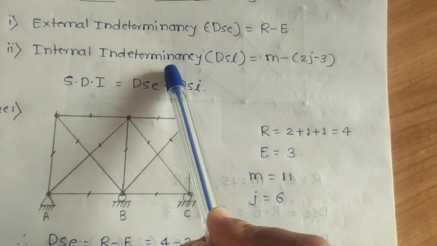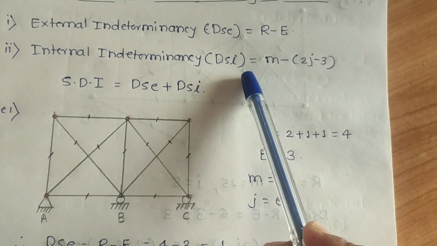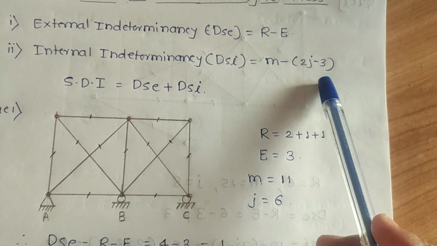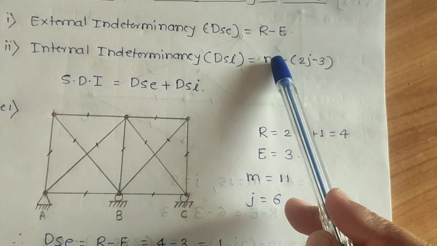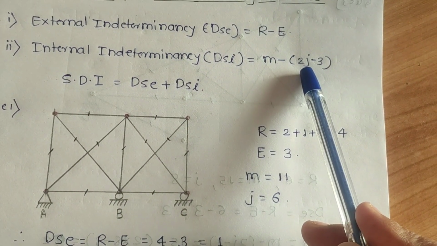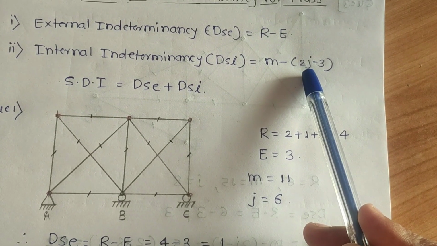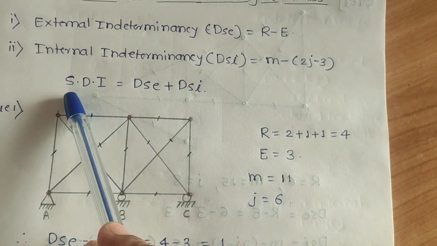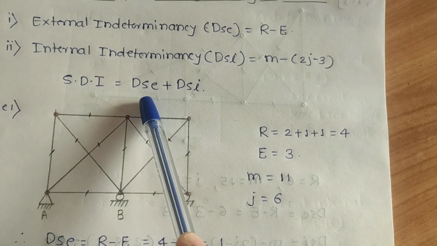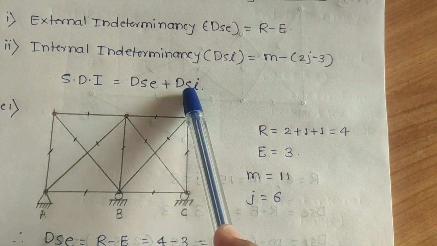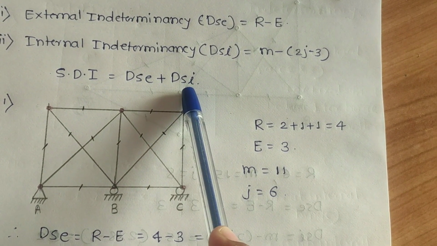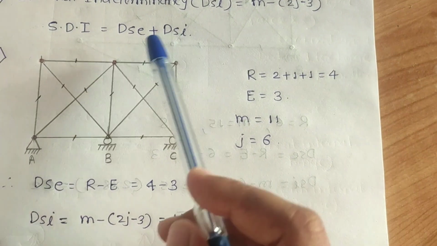Then internal indeterminacy is calculated by the formula M minus 2J minus 3, where M is the number of members and J is the number of joints for that particular truss. Then the total degree of indeterminacy is calculated as the addition of these two, that is, external and internal indeterminacy. Let us see the first problem.